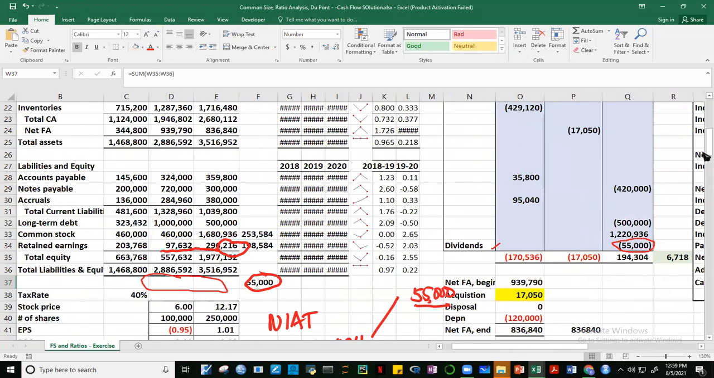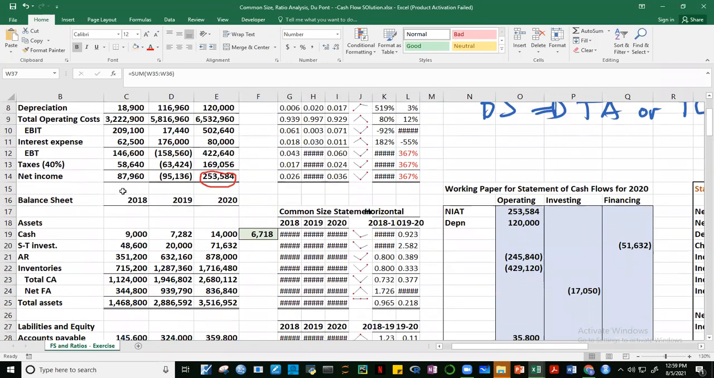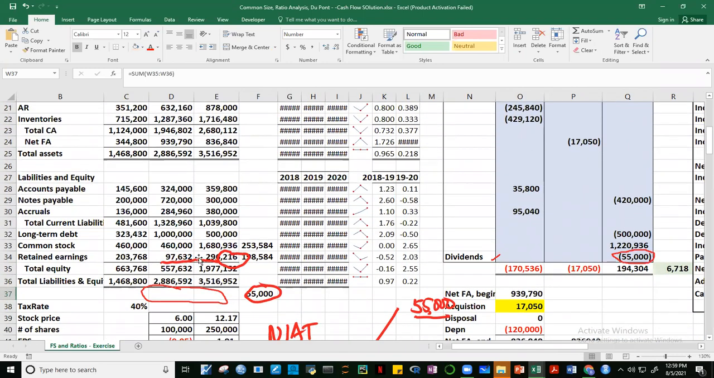Pretty straightforward. What's maybe new to you here is that the dividends were not given, but that can be computed since we know the changes in retained earnings here. Okay?